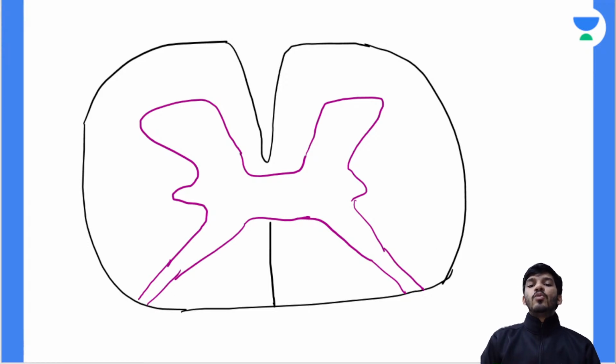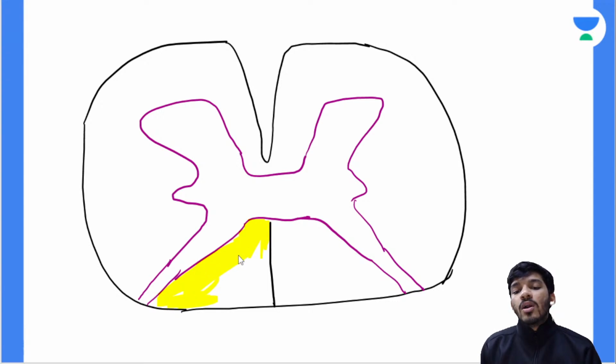So now what this helps you understand is that there is this region that is the posterior funiculus, and here you have posterior gray matter. Here you have posterior gray matter, right? And this is what is called the posterior column. So if I'm shading this here in yellow, that is actually called the dorsal column. Now you understand why it is called the dorsal column.